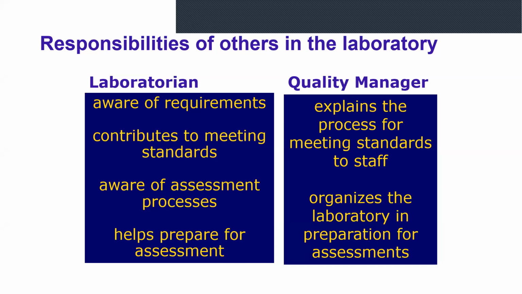And they usually are the ones that explain the process and meeting the standards to the staff, to the laboratorians, and organize the laboratory in preparation for the assessment. So, as you can see, we have three groups of people. Well, one is not a group because you only have one person as a director, and then you only have one person as quality management. But then the big bulk of the laboratory, which are the laboratorians, are basically doing the testing, and they are aware of the requirements, and they are the ones that are helping to prepare for assessments.